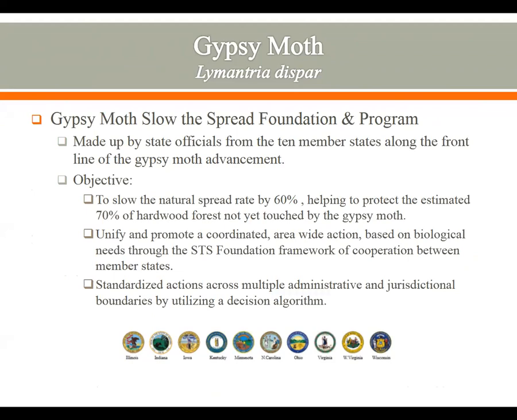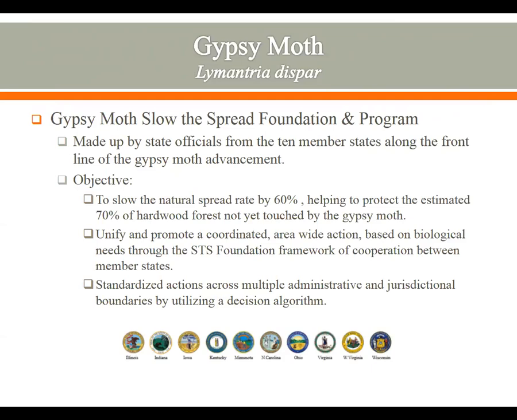The objective of the program is to slow the natural spread by 60% and to help protect at least 70% of the hardwood forest that hasn't been touched by the gypsy moth. This is a unified and coordinated project. It's area-wide action based on needs through the STS Foundation framework. And again, the cooperation has been amazing between all the 10 states. It also standardizes the actions across multiple administrative and jurisdictional boundaries.